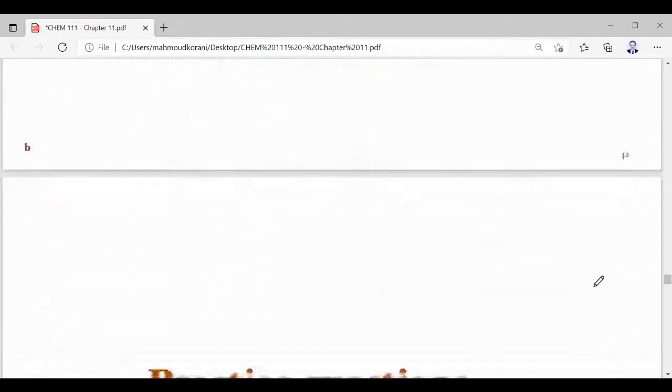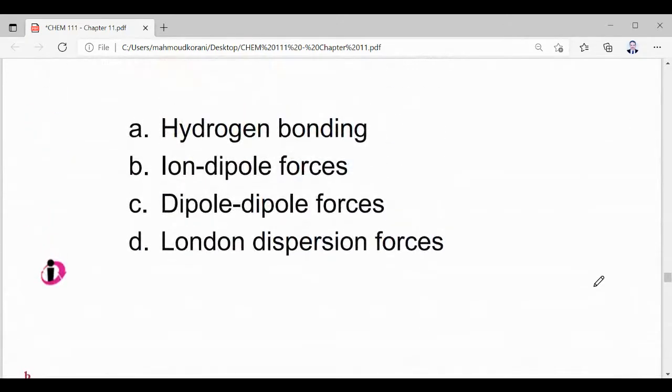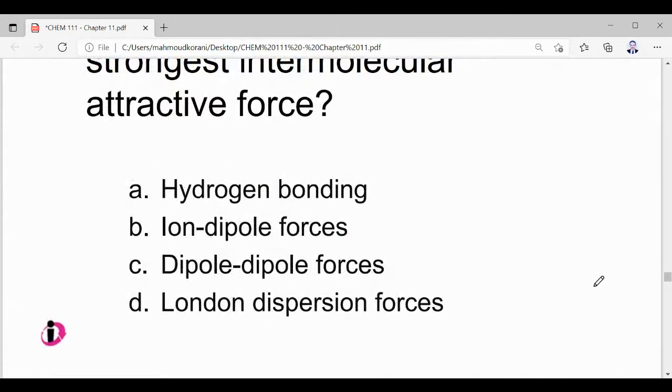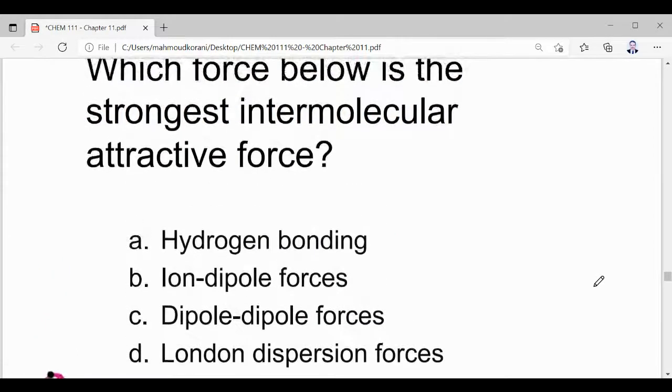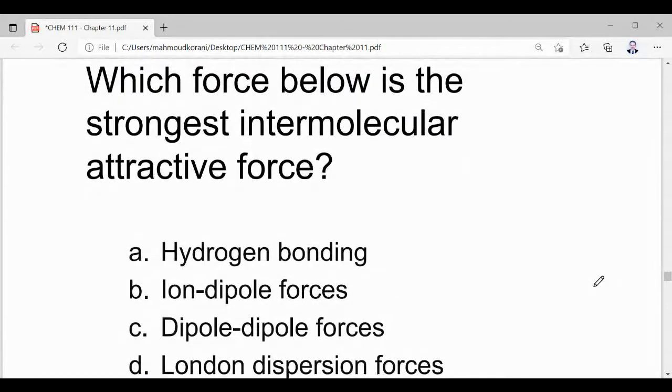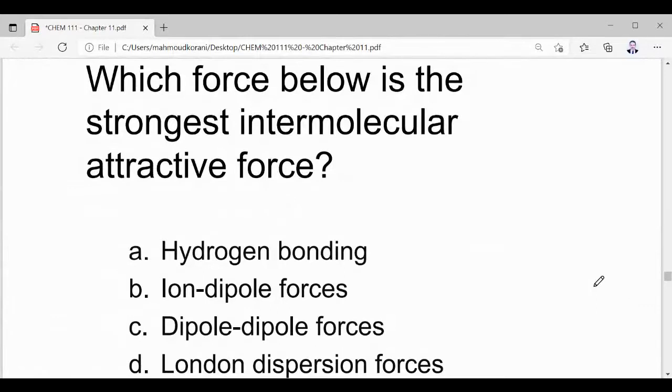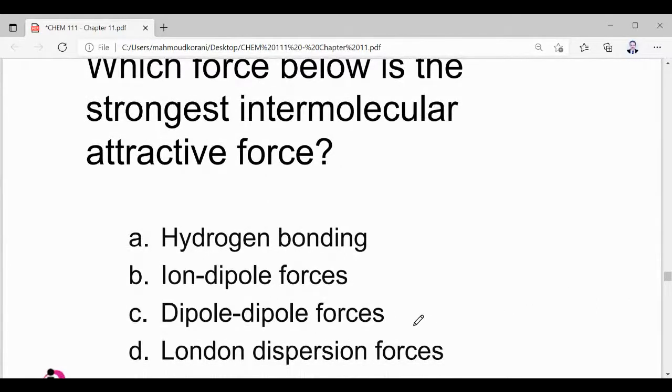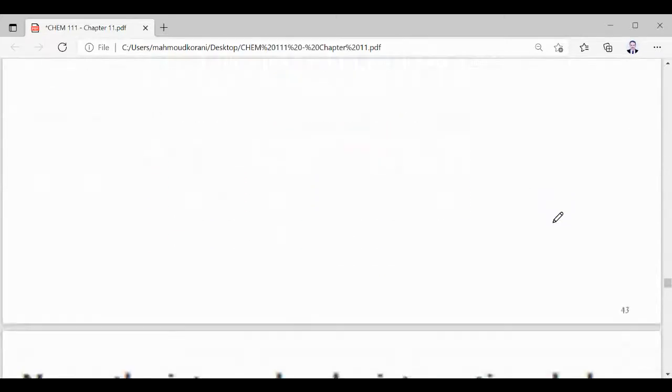Now let us do some practice. I have already finished what I have for this chapter, and these are some multiple choice questions. Which force below is the strongest intermolecular force? I have already arranged them for you before. The strongest one is ion-dipole, then hydrogen bonding comes after, and then dipole-dipole. At the end is London force. So the strongest one is ion-dipole.